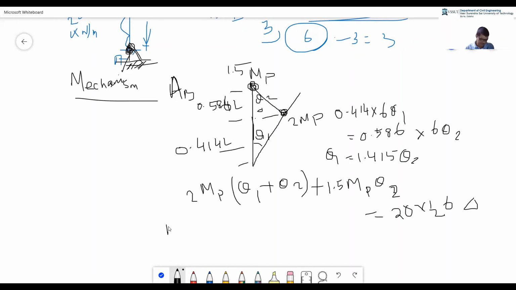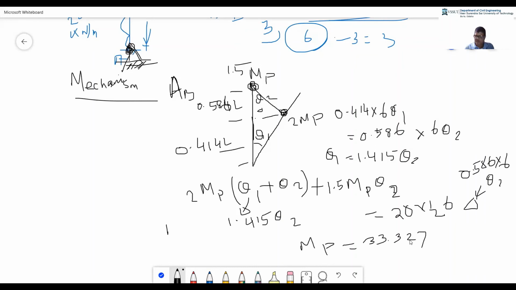So MP, in place of theta 1 you put 1.415 theta 2. Okay. And here also you put delta is equal to 0.586 into 6 into 3. So put the values and by solving you'll find MP will come 33.327 kilonewton meter.